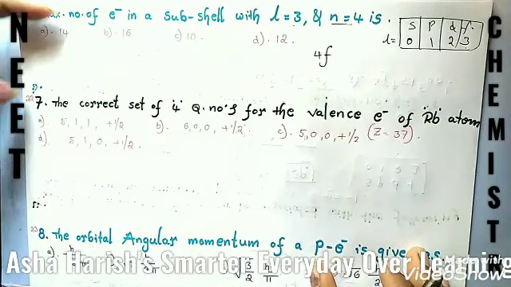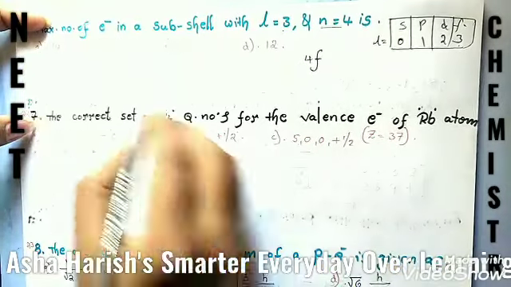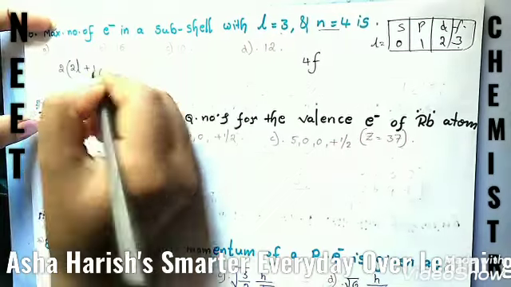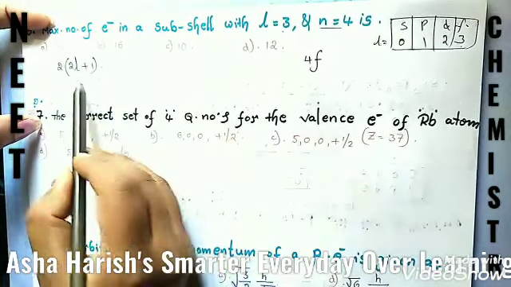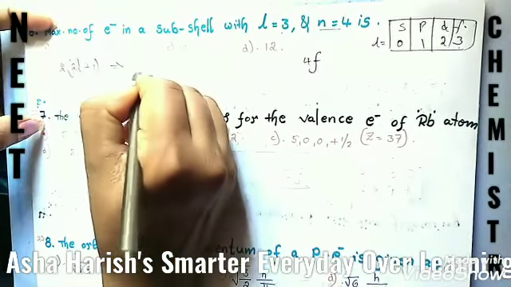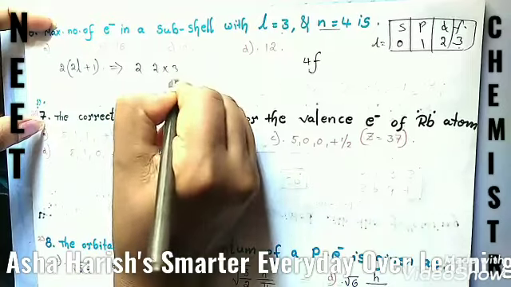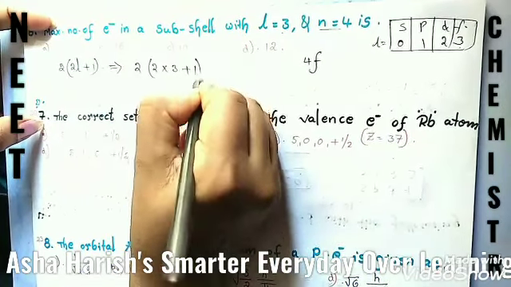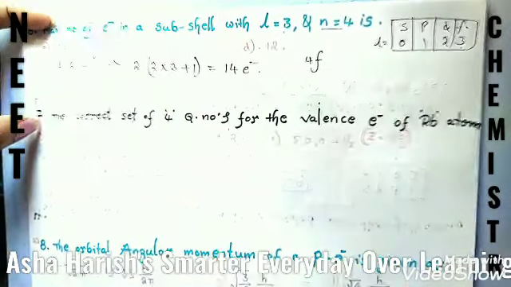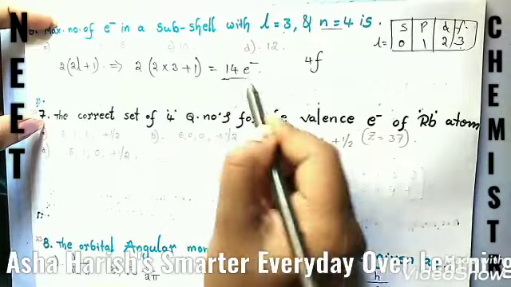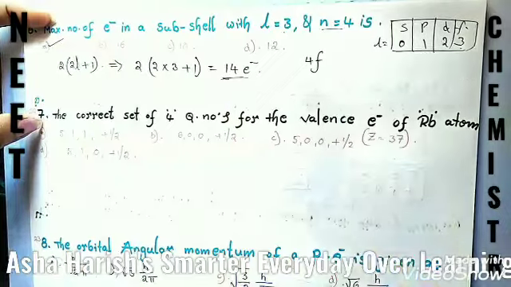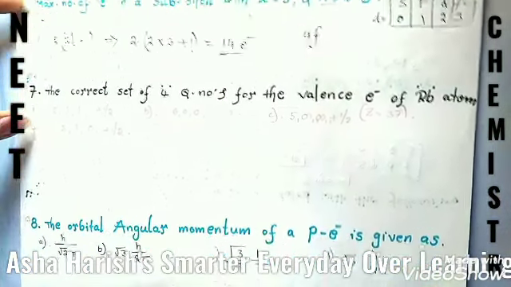For the total number of electrons in a subshell, the formula is 2 into (2l plus 1). This gives the total number of electrons in a subshell. So you substitute 2 into (2 into 3 plus 1), and we get 14 electrons here. Hence the f subshell can contain a maximum of 14 electrons. Then option A is the correct answer.